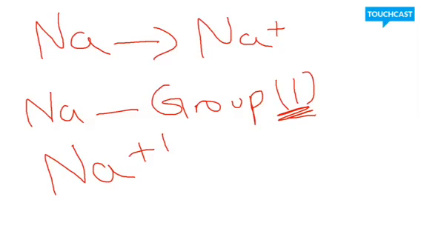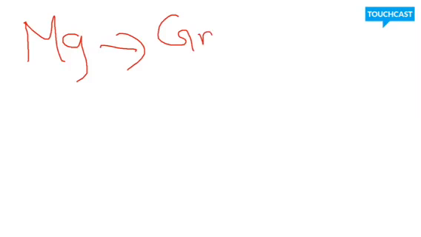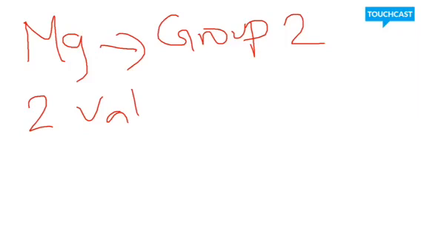If we use another example, here we have magnesium, Mg. Now magnesium is in group 2. That means it has 2 valence electrons in its outer shell. Now, again, magnesium is not happy because it has 2 electrons in its outer shell and needs 8.